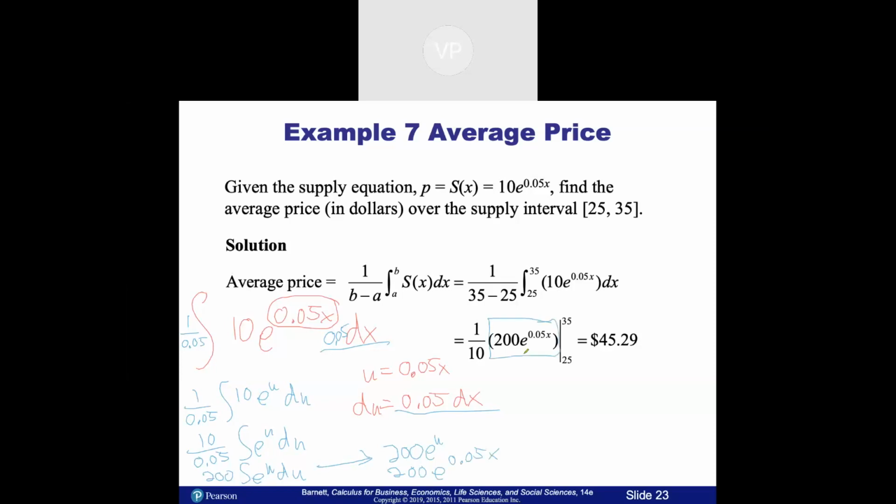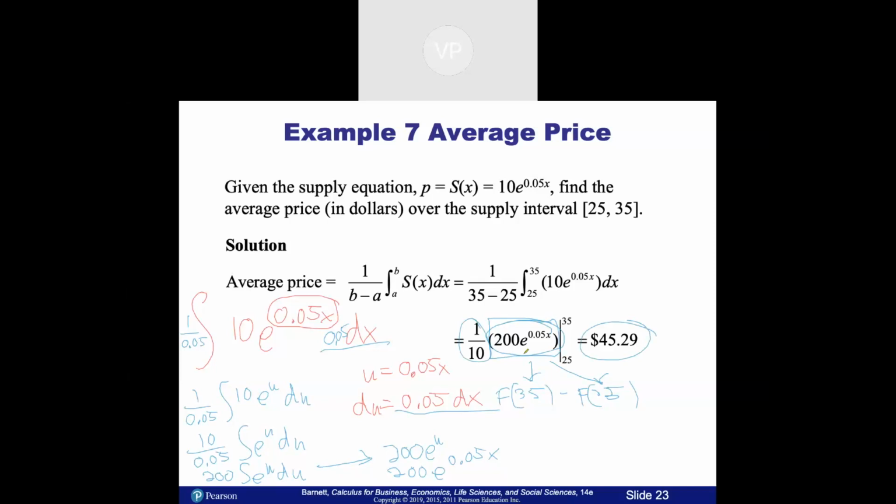Okay, so like I said, I apologize, the slides don't always show all of that. They kind of make the assumption, well, if they've gotten to chapter 5.5, they know how to do everything before 5.5, but it doesn't hurt to see a review. So this is what we get, and then remember the next step is you plug in the 35, and you plug in the 25, and you subtract those answers. So this function that I just got right here, the one I have circled in blue, I plug in the 35, I plug in the 25, and I subtract them. And then the last step is, don't forget to divide it by 10. And that's where we get the $45.29 as our average price over the span.